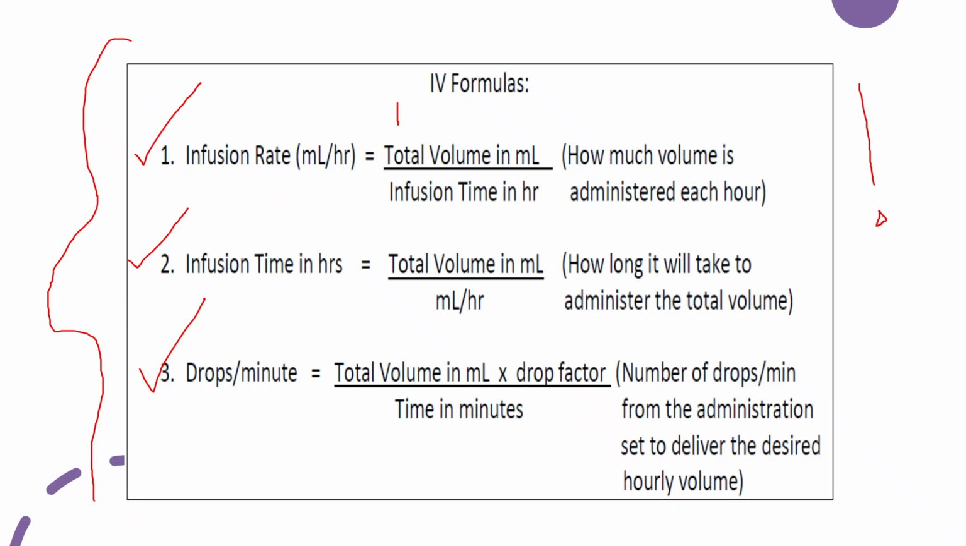Okay, so if we had a 1,000 ml bag, which is quite typical, and you are going to hang it for 10 hours, 1,000 divided by 10 is 100. So the answer is 100 mils per hour.